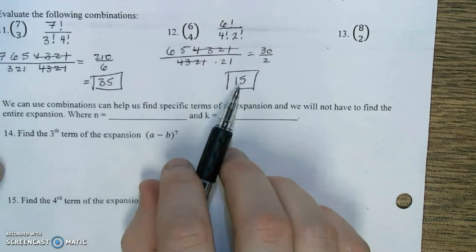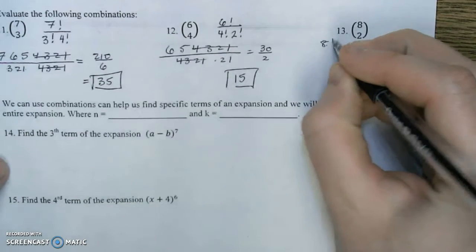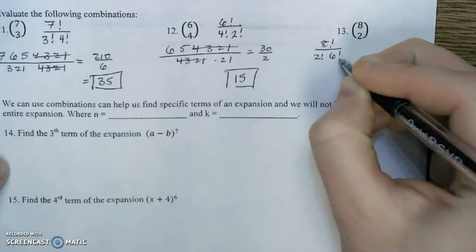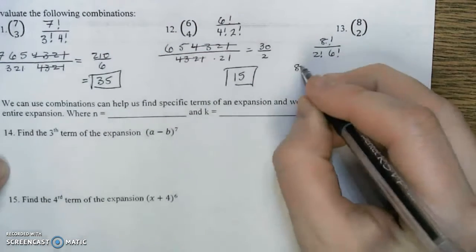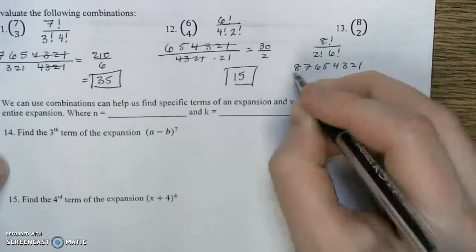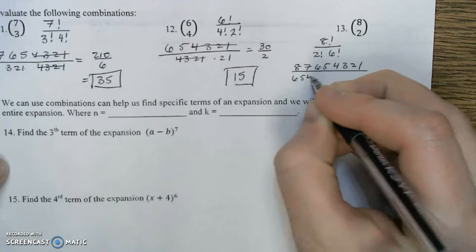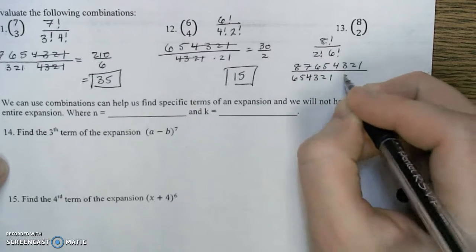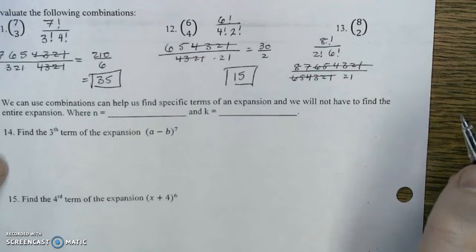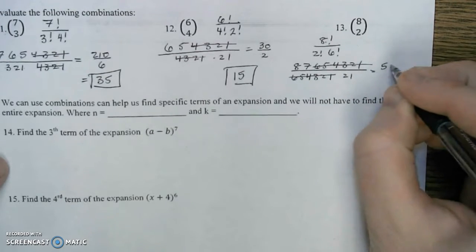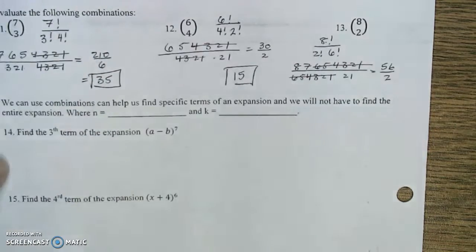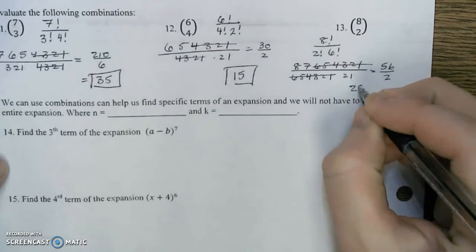8 combination 2, we've got 8 factorial over 2 factorial, and then we subtract them and get 6 factorial. So that'd be 8, 7, 6, 5, 4, 3, 2, 1 over 6, 5, 4, 3, 2, 1, and 2, 1. The 6 through 1 cancel, and we end up getting 56 over 2, and so that is going to be 28.